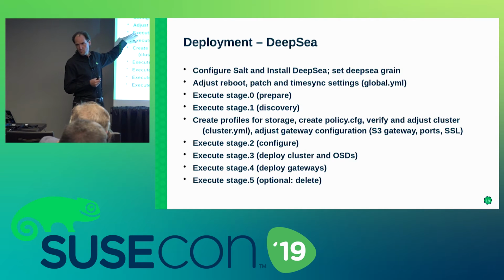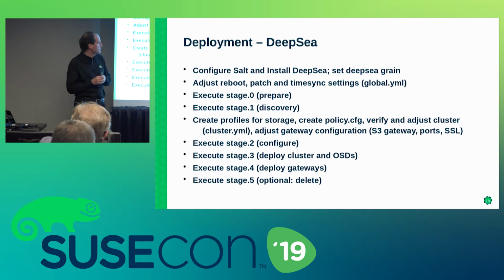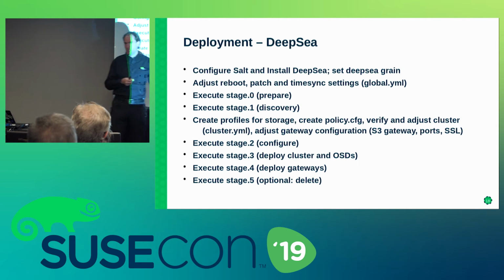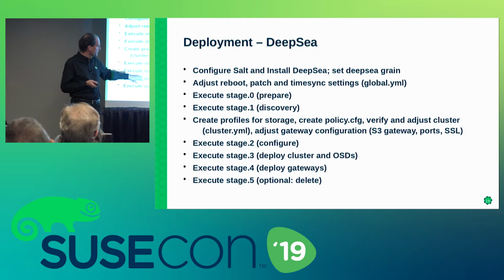First, I start with stage 0, which does some preparation or patches and updates the server. Stage 1 checks what disks I have in the servers and what network setup I have. Then I can prepare the profiles, how my storage should be set up. Do I want to have FileStore or BlueStore? Where do I want to have my database and my write-ahead log, etc.? I configure the policy.cfg that controls where I want to have which daemons installed later on. And then I run stage 2, 3, 4, and my cluster is up and running with all the gateways I want to have.